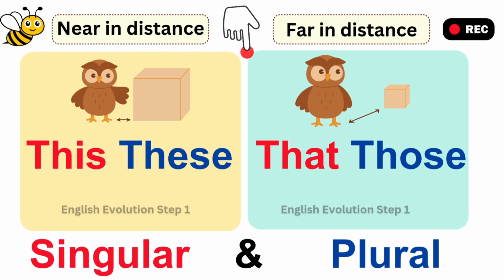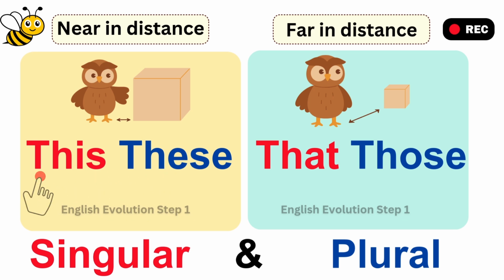Demonstrative pronouns are used to point to specific things. They help indicate whether the noun they refer to is near or far in distance or time and whether it is singular or plural. Here are the 4 demonstrative pronouns. Near in distance. This and these.